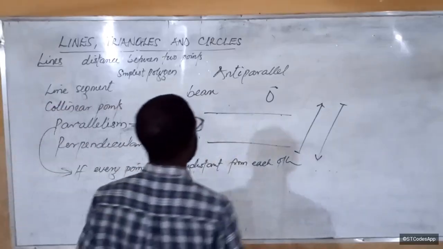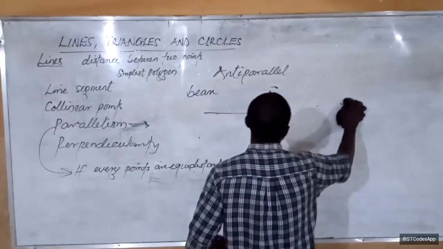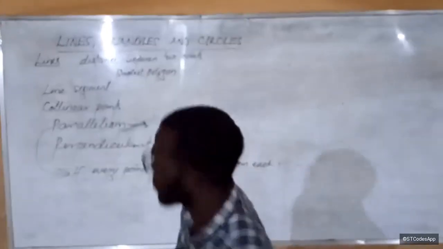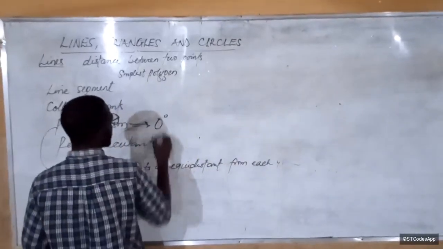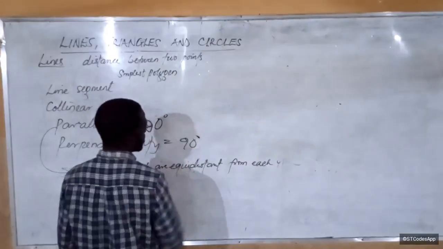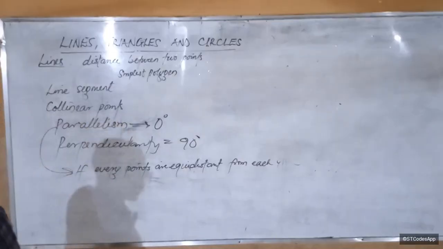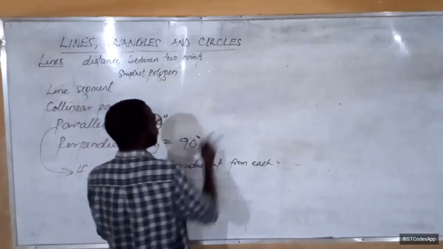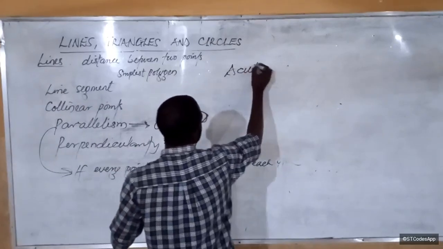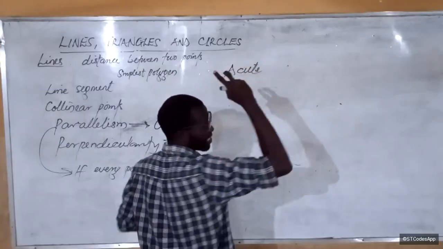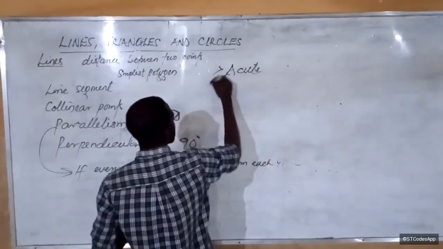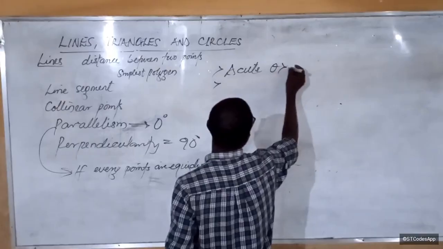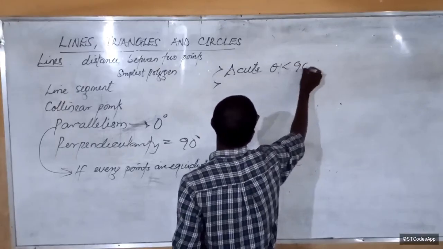So now, how about perpendicularity? When the angle between them is what? 90 degrees. So for parallelism, we said a 0-degree angle between them. For this one, a 90-degree angle between them. Now, if it's less than 90 degrees, you call it an acute angle. First, what is an angle? An angle is a point where two lines meet. Good. So if the angle is less than 90, you say acute. So that's theta less than 90 degrees.